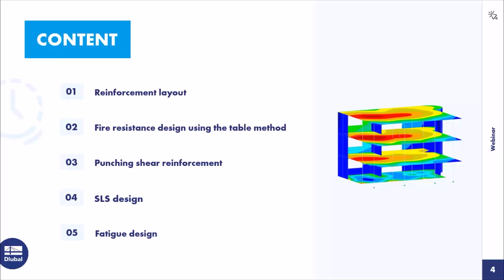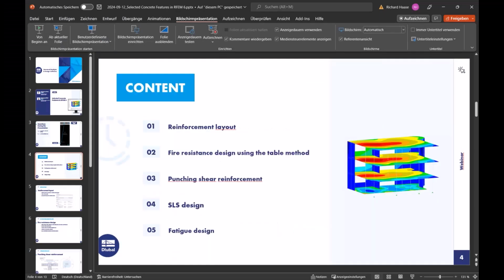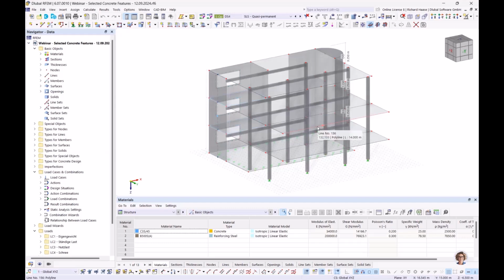After this, I will tell you something about the SLS design, deflection and steel stress, and also come to the effects of creep, shrinkage, and tension stiffening. But to that, I will tell you later. And the last point is the fatigue design. There we have at the time two alternative design options. But I will come to this later. Okay, good, then let's switch to RFEM 6.